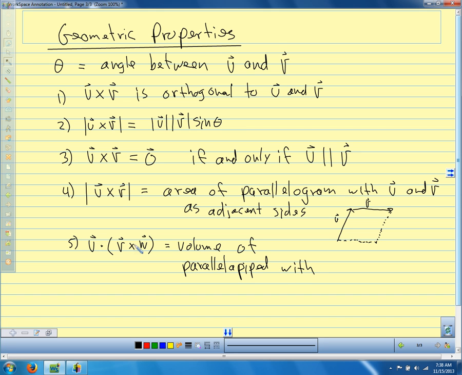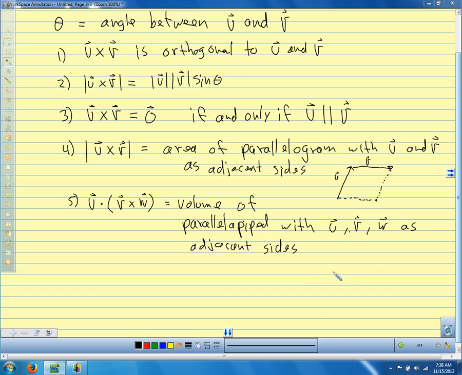With these three vectors U, V, W as adjacent sides. So what we're talking about there is if we have three vectors like so, and this one I'll make slanted. So we have these vectors in three dimensions.